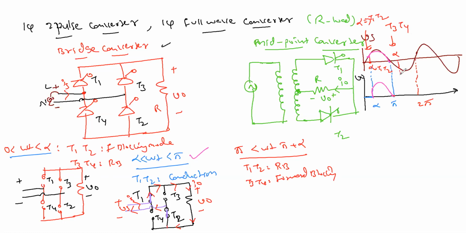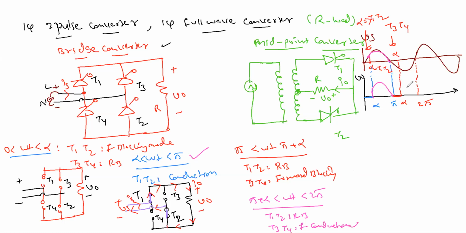So what will happen? Pi to alpha, pi to pi plus alpha, there is no conduction. So now, between pi plus alpha, I need pi plus alpha to omega to pi. T1, T2 is reverse biased only, reverse blocking mode. T3, T4 forward conduction, meaning conduction mode.